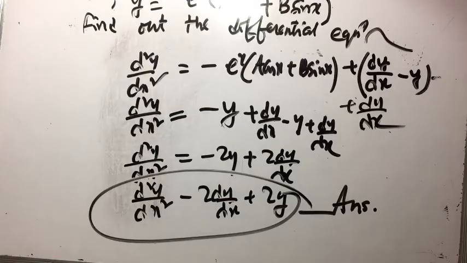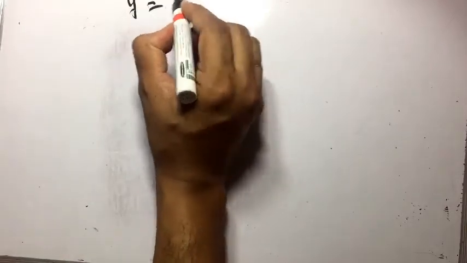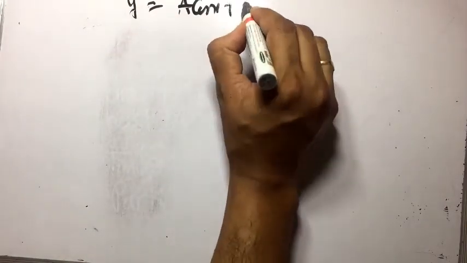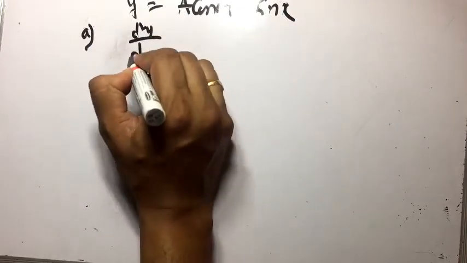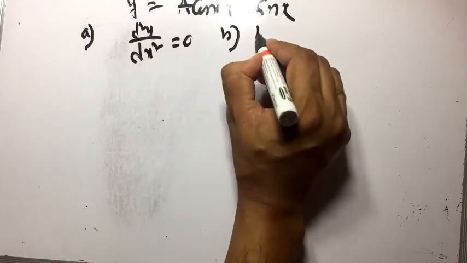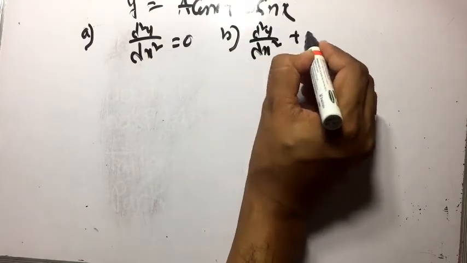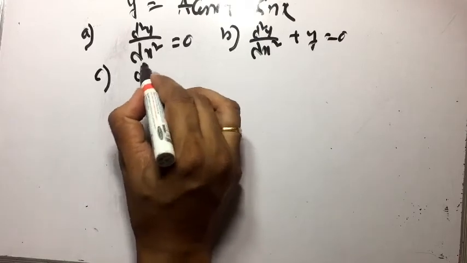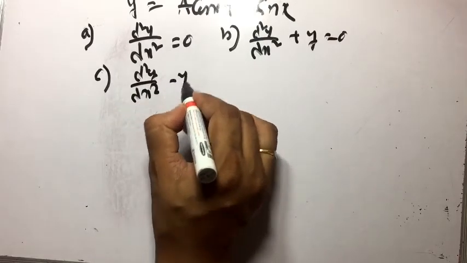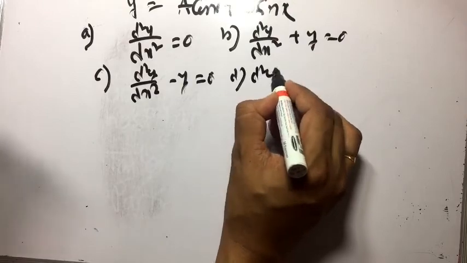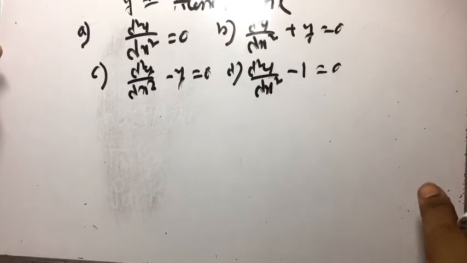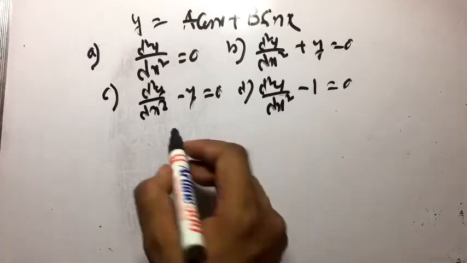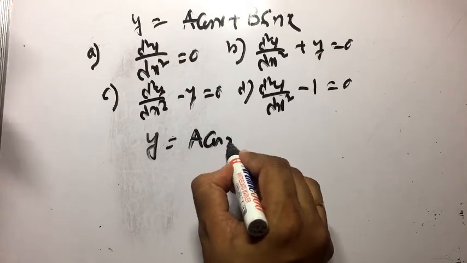For example, I'll share another example. Suppose y equal to a cos x plus b sin x, then the answer is option A d square y by dx square equal to 0, option B d square y by dx square plus y equal to 0, option C d square y by dx square minus y equal to 0, option D d square y by dx square minus 1 equal to 0. These are the options. We have to find out the correct option. Now this is y equal to a cos x plus b sin x.